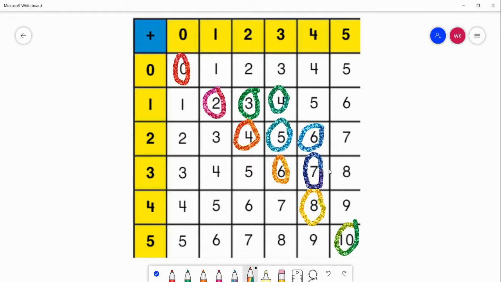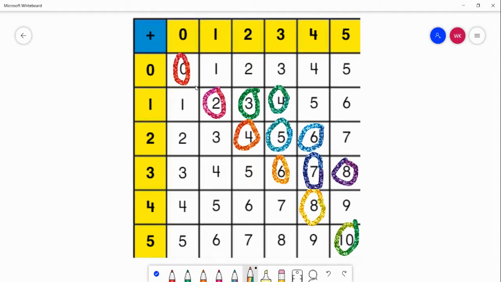So these are all near doubles facts for 3 because 3 plus 3 equals 6. So 3 plus 4 equals 7, and 3 plus 5 equals 8. Those are near doubles facts also. So this is our addition facts table for 0 through 5. There's plenty of patterns in it, and it helps you out with your addition facts.